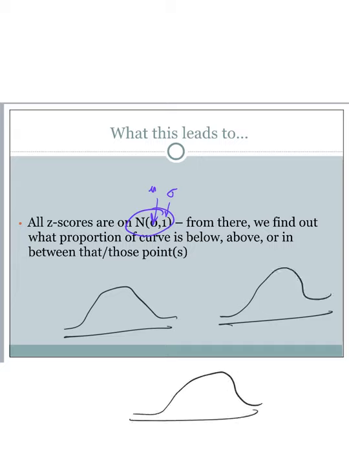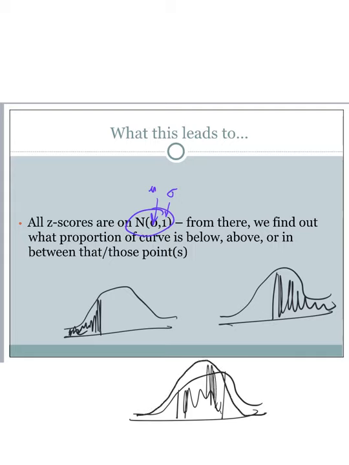It could be a scenario where we're looking at what percent is less than a value, what percent is greater than a value, whatever it happens to be, or what percent is between two values. Sorry, that's a pretty ugly normal curve there, but what percent is between those two values.